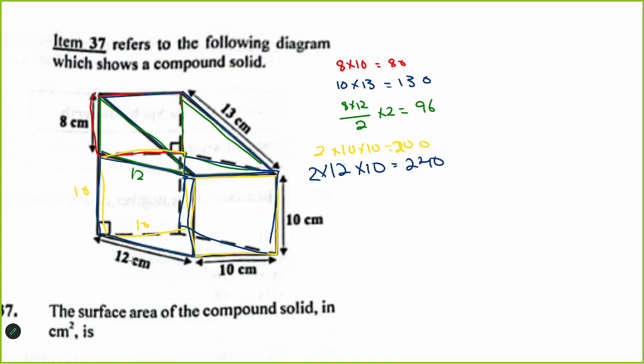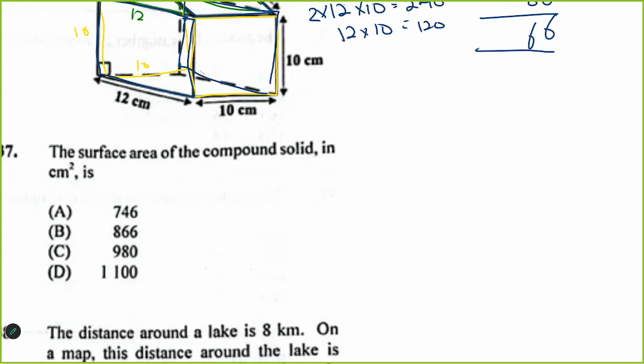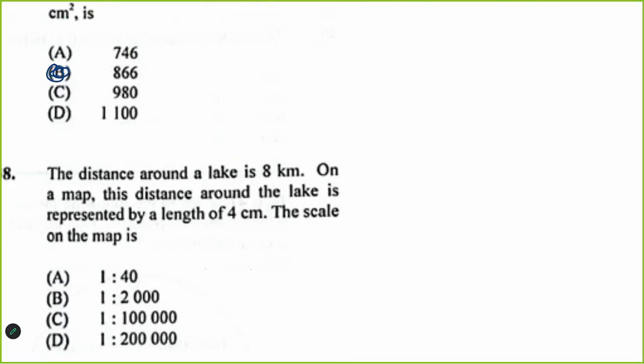And then the base here is 12 times 10. Again, that's the base right here, which is 120. So that is 240 plus 120 plus 200 plus 130 plus 96 plus 80. 6, 8 and 2, 10, 10 and 9, 19, 19 and 3, 22, 22 and 4 is 26. I hope 866. So the answer is B. Right, and that's how you would have done that. That's a bit of work, but yeah.